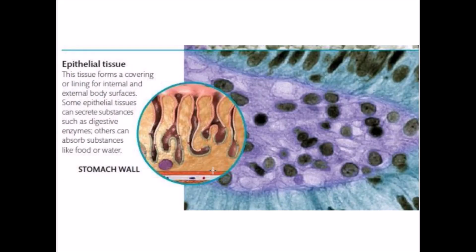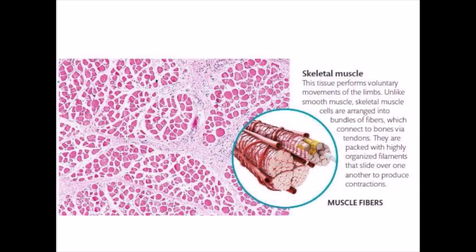Epithelial tissue, we said these are lining, they line or they cover, like on our skin or on surfaces of certain organs such as the stomach wall, lungs, etc. Now, epithelial tissues usually will also secrete substances such as digestive enzymes, and others can also be important in absorbing substances such as food or water, especially now in the digestive system.